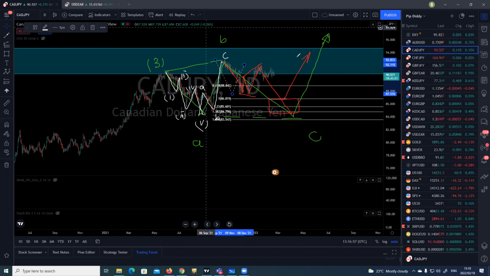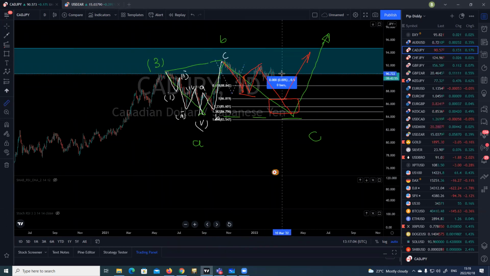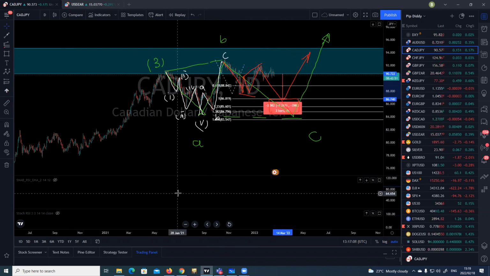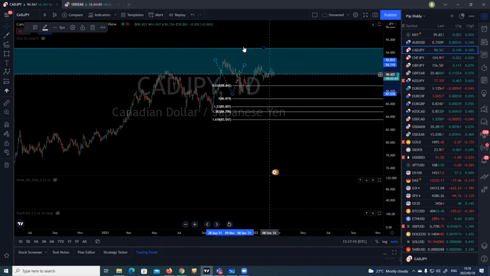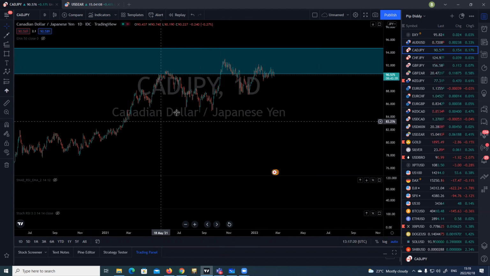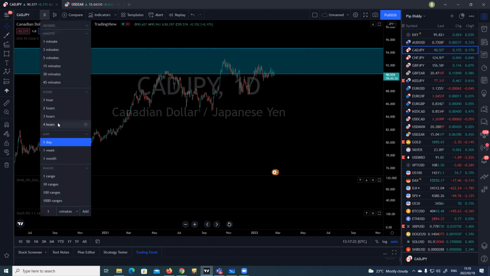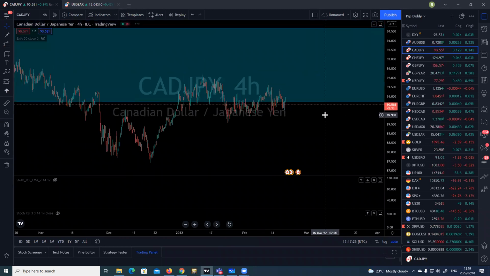All right, now if we are to measure the number of pips, if you are to take that trade there, this could be about 398 pips, which is not a bad trade at all. So let's zoom into the 4 hourly and see if there are any trades that we can be taking.